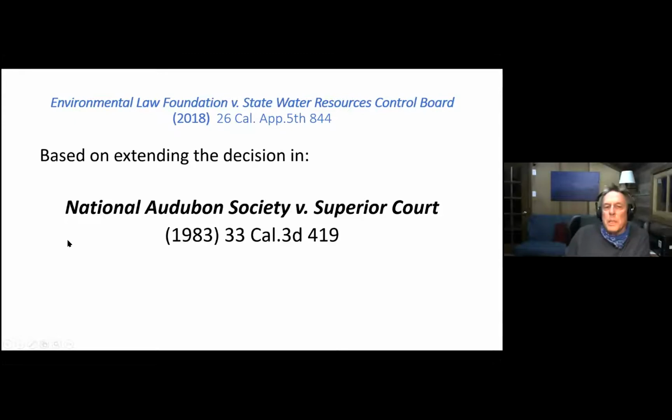What we wanted to do was extend the decision in National Audubon Society versus Superior Court, a 1983 case that is the holy grail of public trust law, at least in California. It's been written about almost more than any other case in the environmental realm because people think it's fabulous. The decision in National Audubon can be boiled down to a simple holding.